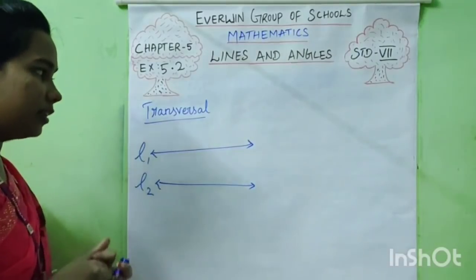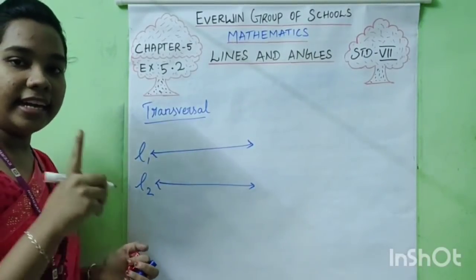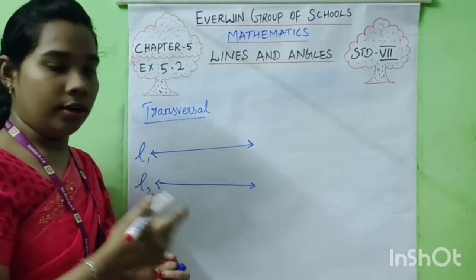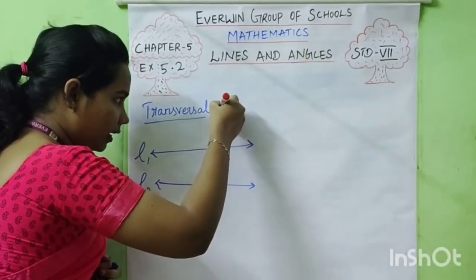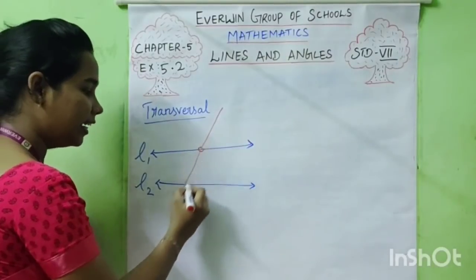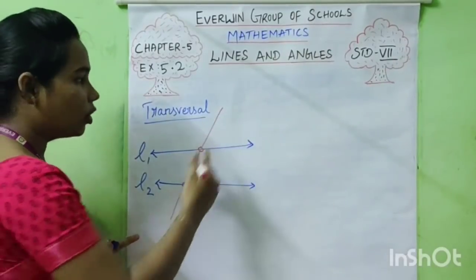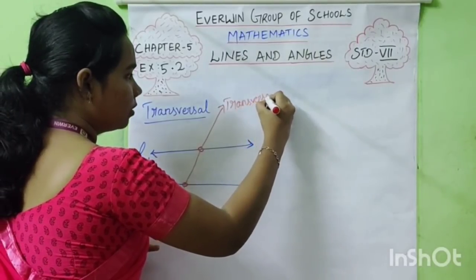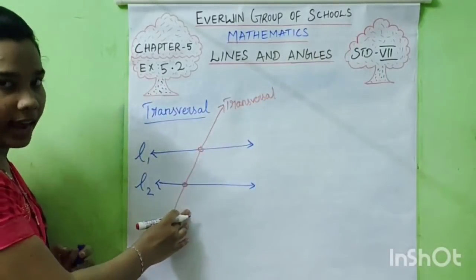Coming to the transversal. A line that intersects two or more lines at a distinct point. See, a line that is intersecting two or more lines at a distinct point is called a transversal. So, this line is called a transversal.